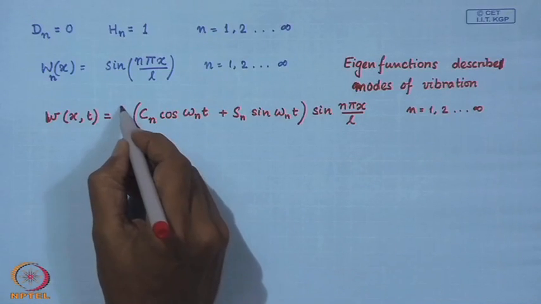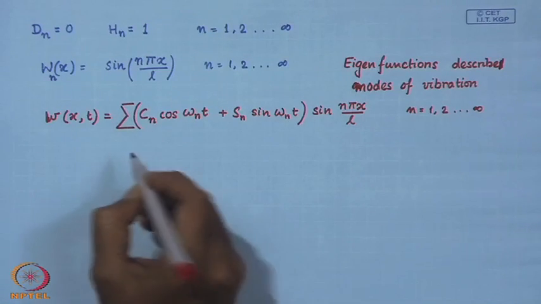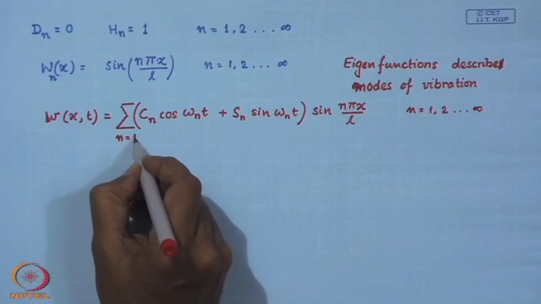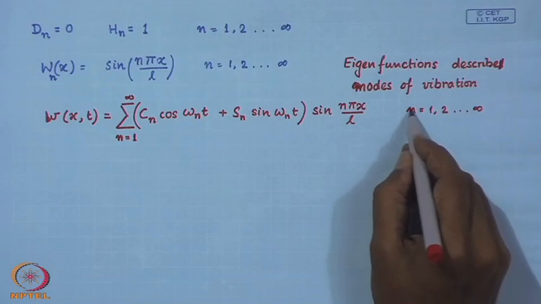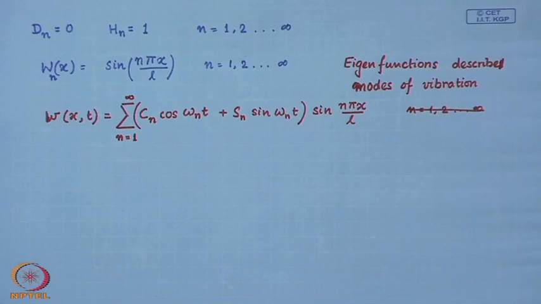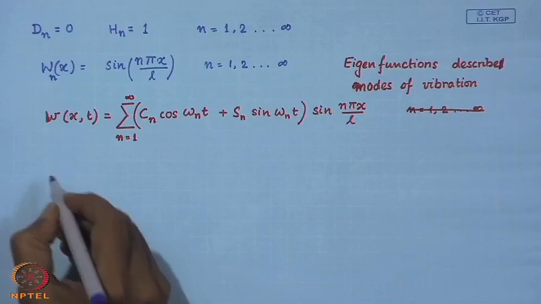solution. So, I can finally sum all these solutions and construct the most general solution of a vibrating string with fixed support. Now, this structure looks very familiar if you think of the Fourier sine series.